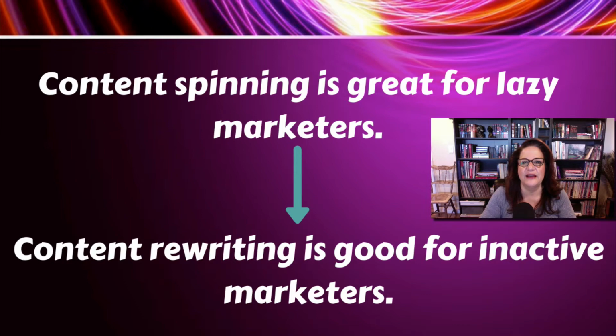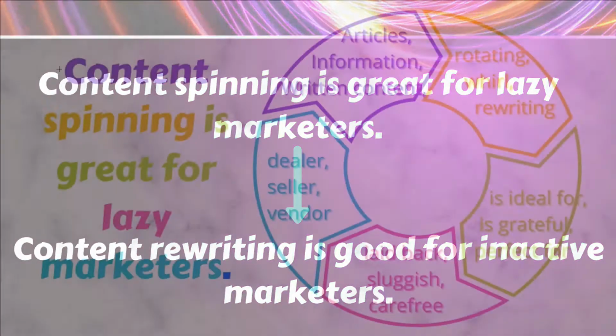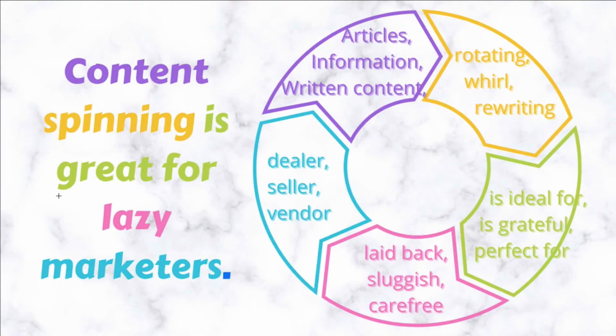Take a look at what I made here for you. This is the original sentence here that I used, and these are alternate words that a spin tool might use. So in this case, I just chose 3 words to replace the ones that are all color-coded. So a spin tool might say something like, articles rotating is ideal for sluggish seller. Okay, because these are the words that would be substituted.